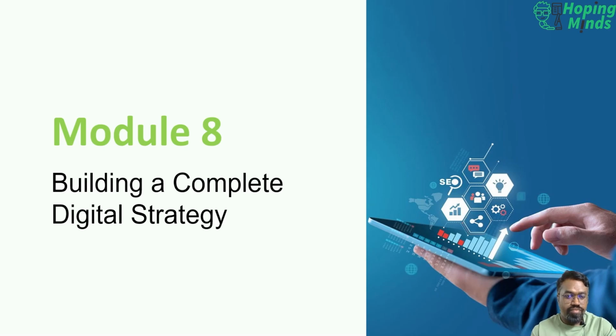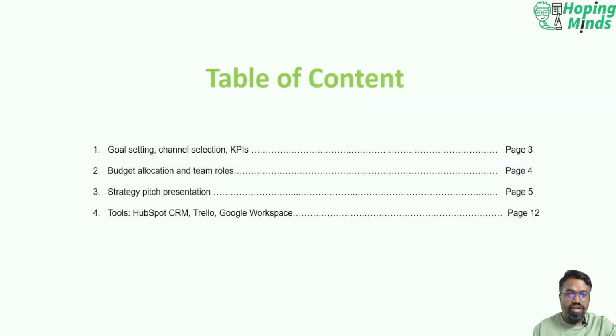Moving forward, if you see the table of contents, I have already mentioned what all things we'll be going through. As I discussed earlier, this is a slide in which we'll discuss the parameters specifically, right? We will discuss budget allocations and team roles, strategy pitch presentation, right? And then we'll have a look at the tools.